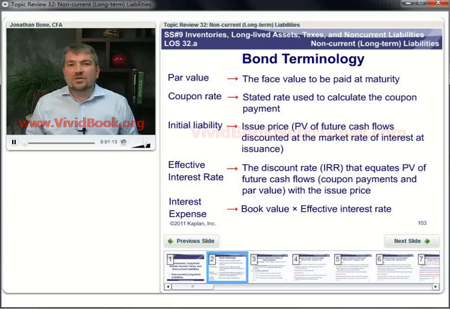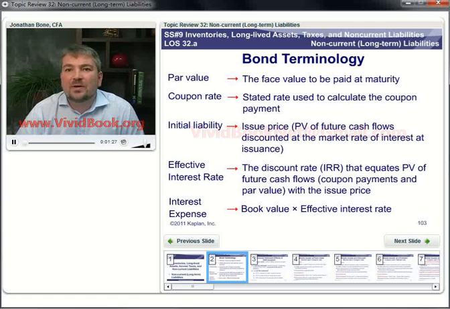Now, our initial liability is going to be the issue price, i.e. the price that we get for our bond when we actually issue it. Up goes cash by this amount, and we record a liability at this amount. So notice it's going to be the present value of the future cash flows discounted at the market rate of interest when we actually issue the bond. Now our effective rate is going to be the discount rate that equates the present value of the bond's future cash flows with the issuance price, i.e. it's the market rate at issuance when the bond was issued.